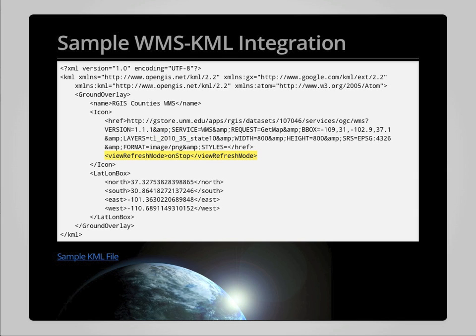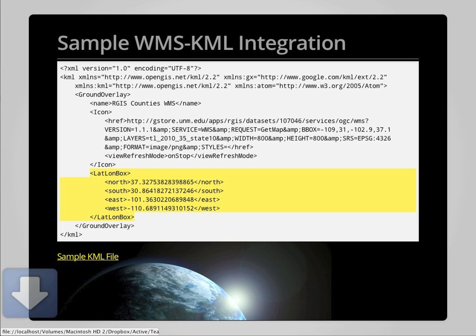We've set the view refresh mode to on stop so that the user can move around in the client and not end up generating a new web map service request until they essentially have stopped moving around. And then we've defined a bounding box for this ground overlay that corresponds to essentially the bounding box of the initial area that should be displayed for this KML file.